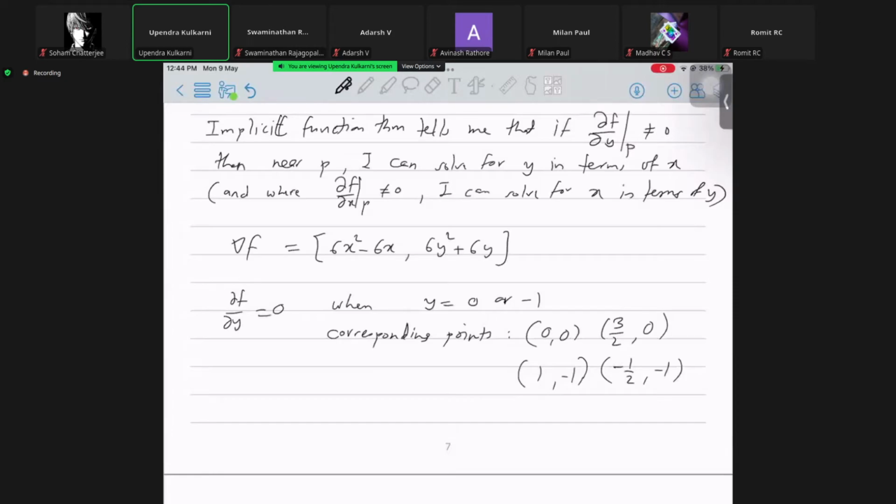So at all other points, y is locally a C1 function of x. But can we say that at these points, y is not locally a C1 function of x?